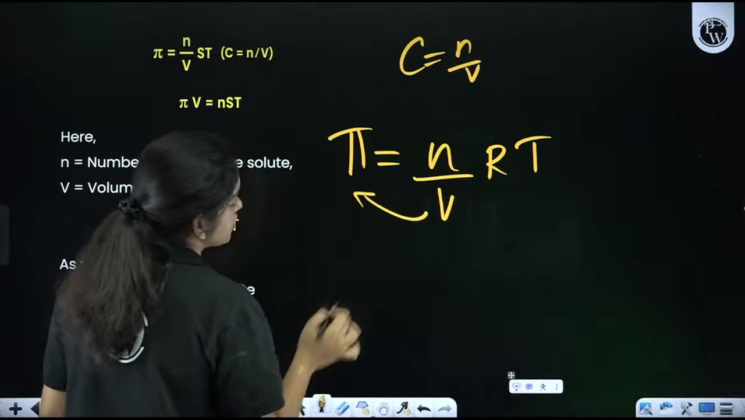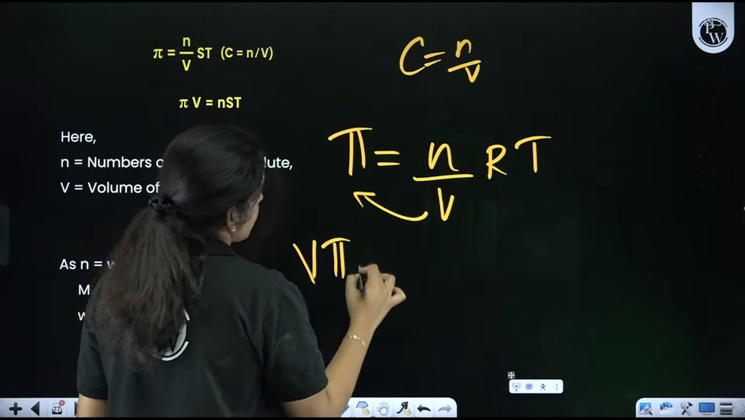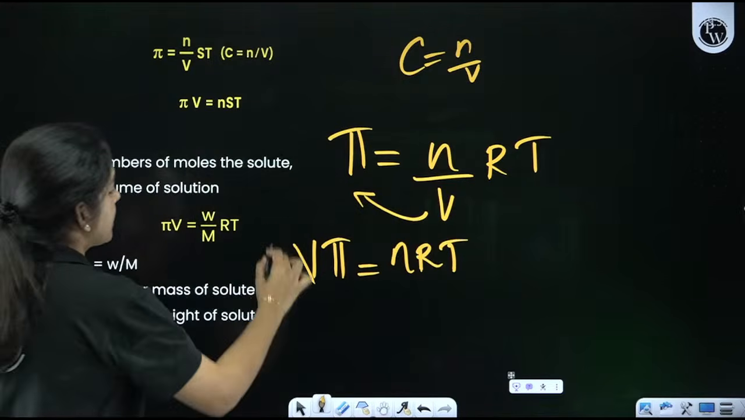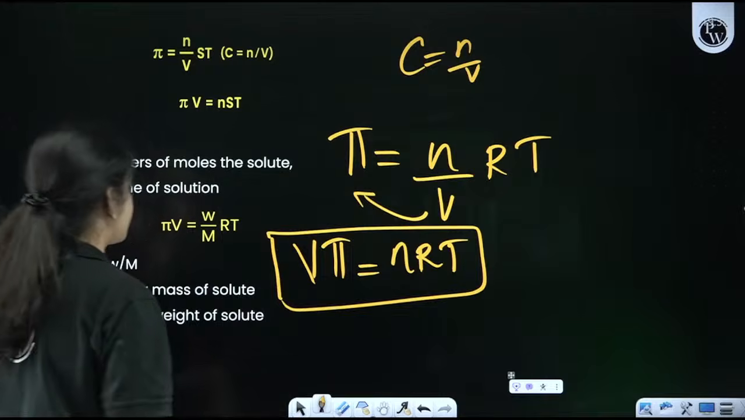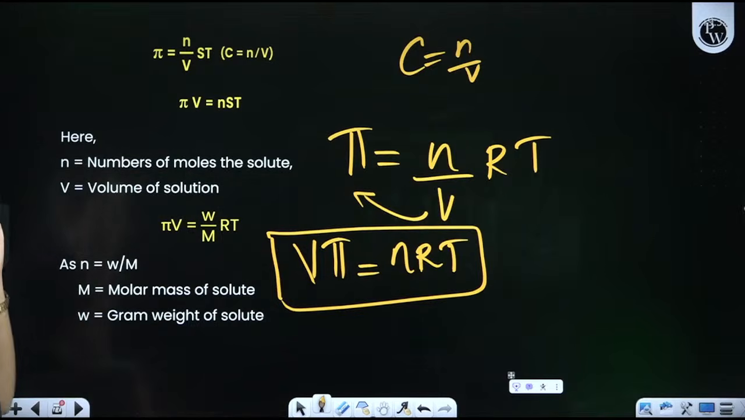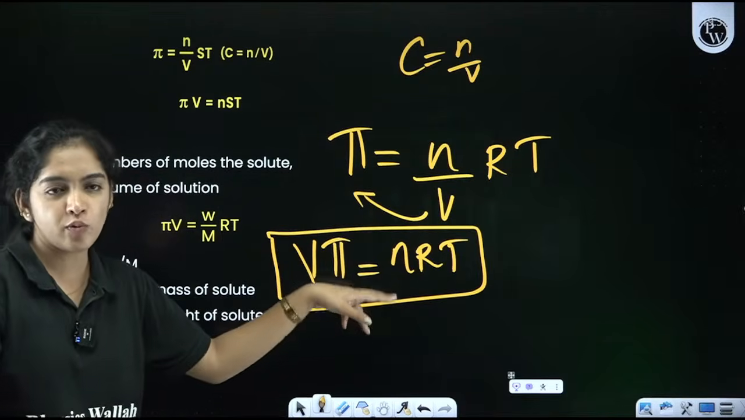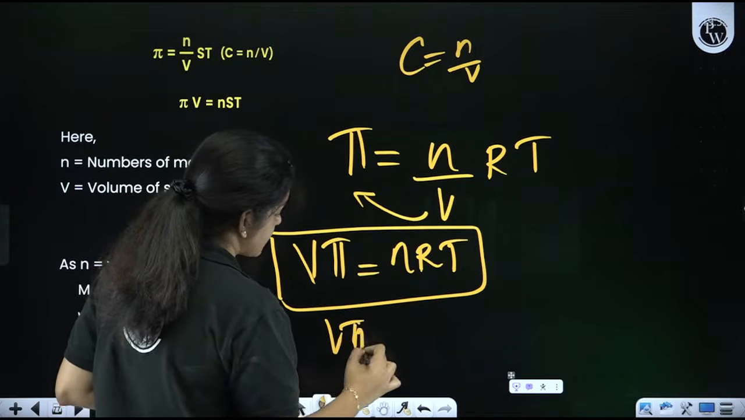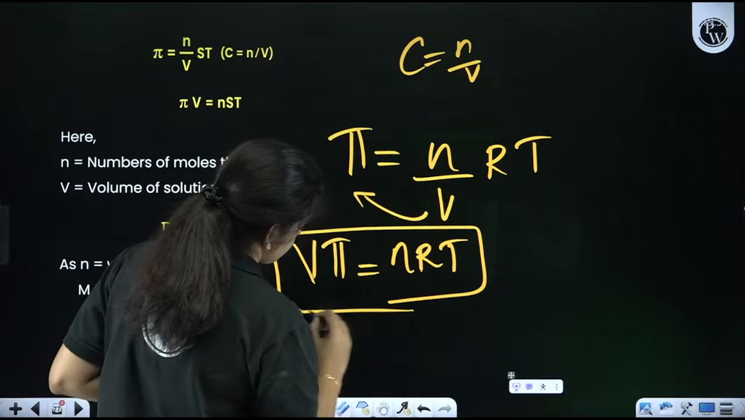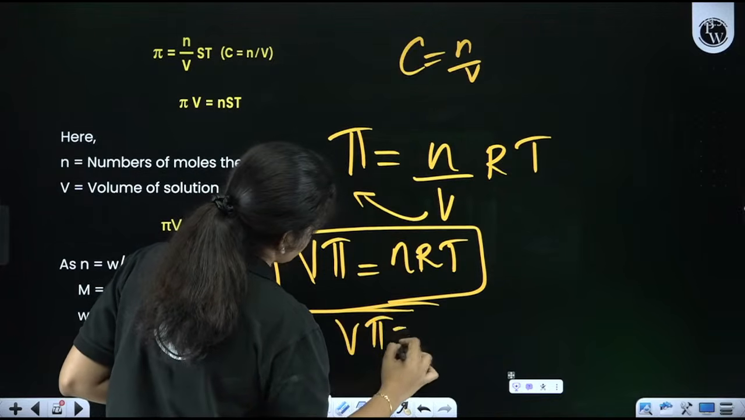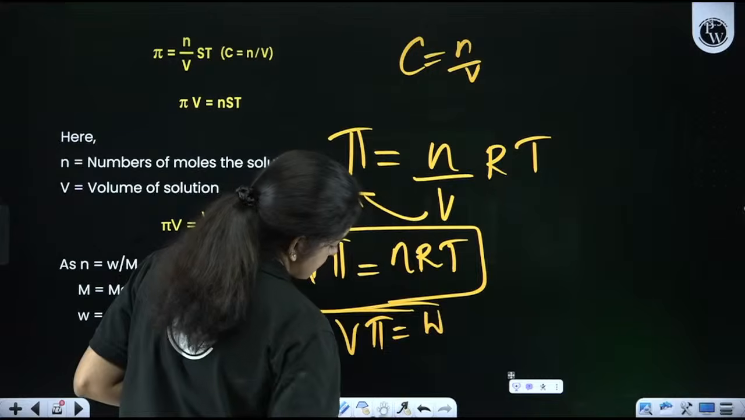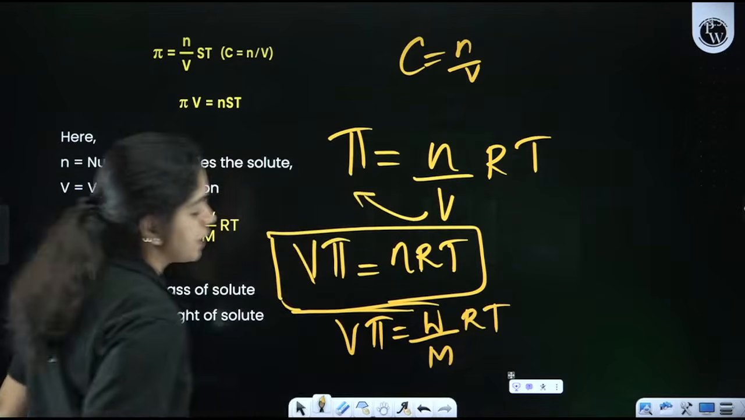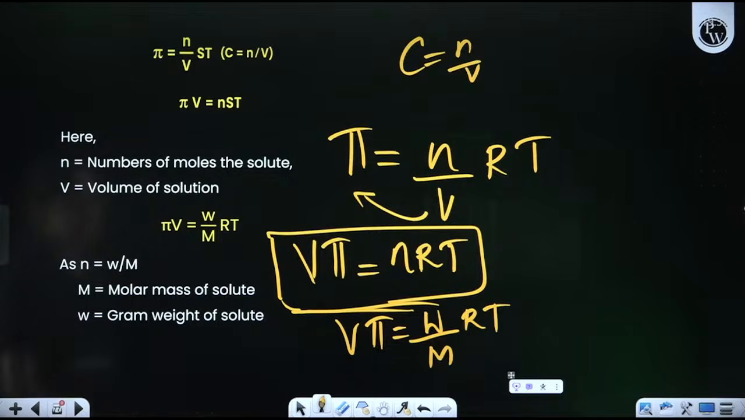Then take the V to the left side. So V into pi equal to nRT. V into pi equal to nRT is the final equation that we use to calculate the osmotic pressure. Okay, then again we know the n, what is n? Number of moles. Number of moles can be substituted. V pi is equal to number of moles, that is W by M into RT. W by M into RT is the final equation.